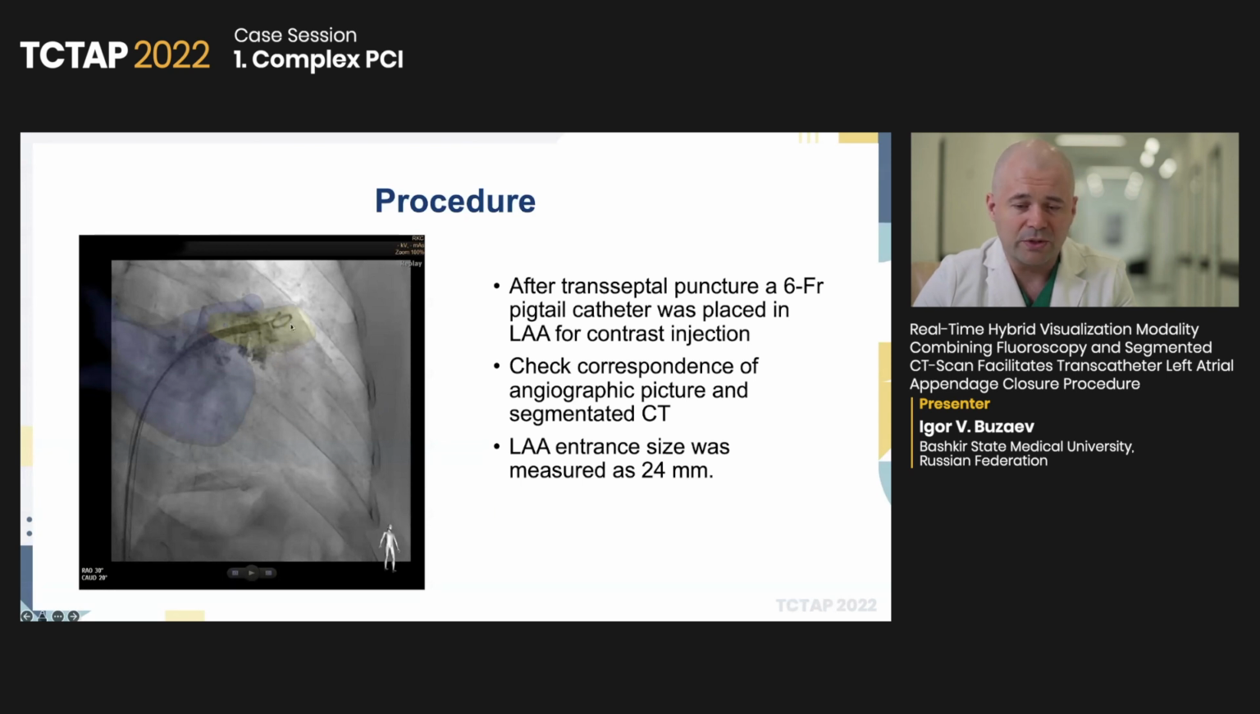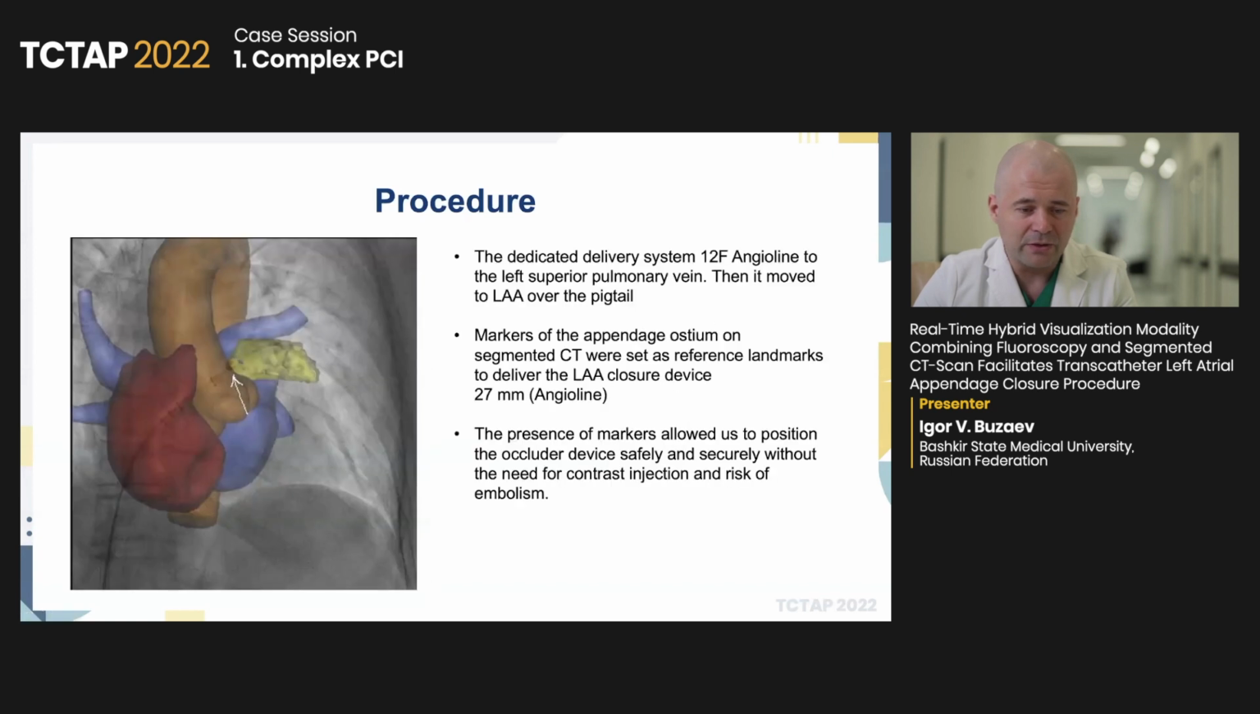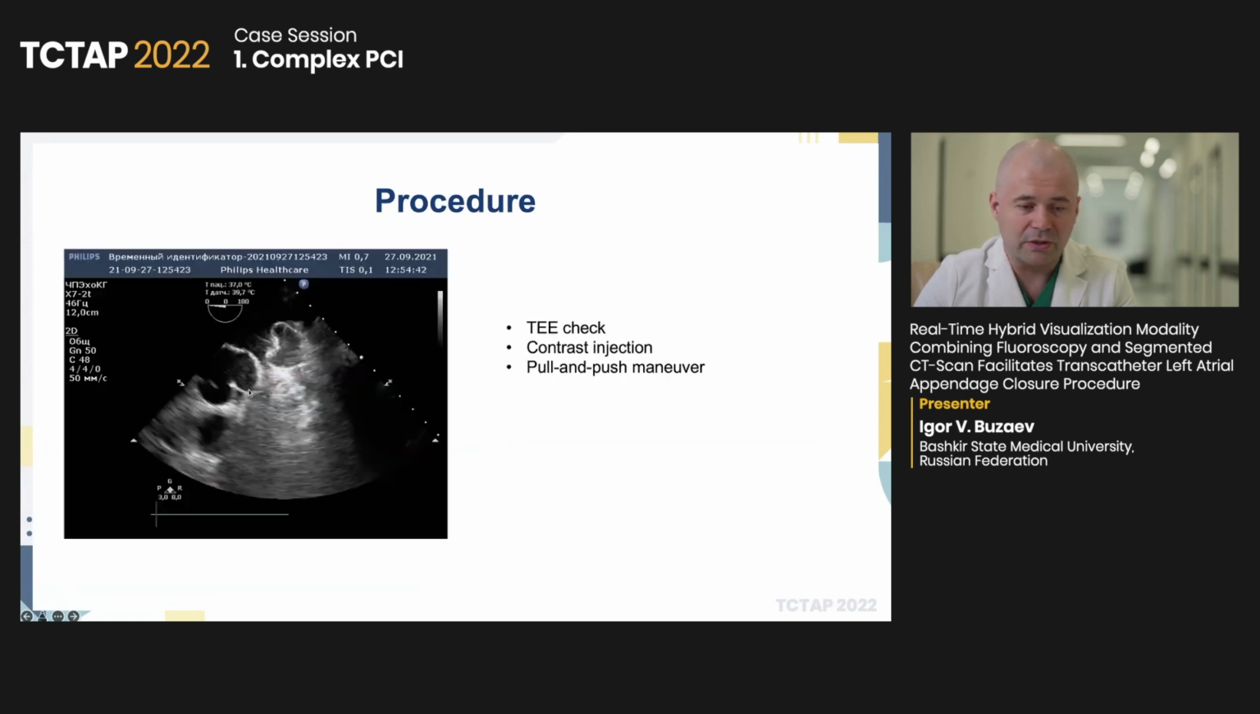the angiographic picture corresponds with the CT scan, and we also see the entrance of the LAA, and there is a point here that was made on the CT scan. It is the planned position of the device. So then here is this point. Then we put the pigtail and change to the delivery system and use this marker without contrast injection to position the device.